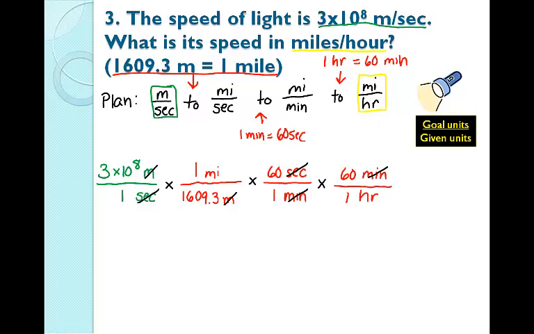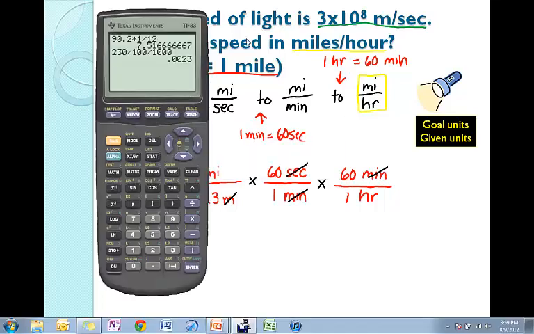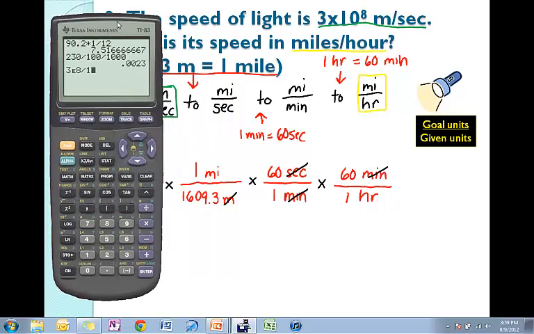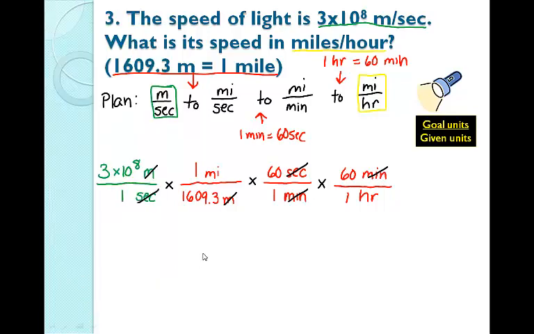Then you can type this into your handy-dandy calculator. So 3 times 10, or you can use the EE button, do second and then the comma to get the E, times 10 to the 8th, divided by, oh I don't know that number, 1609.3, times 60 times 60. Are we expecting a big number? Well, yeah. Light travels a lot faster than my car can, so whoa, that's a big number. I have it written down over here.